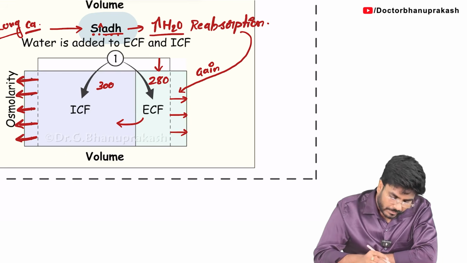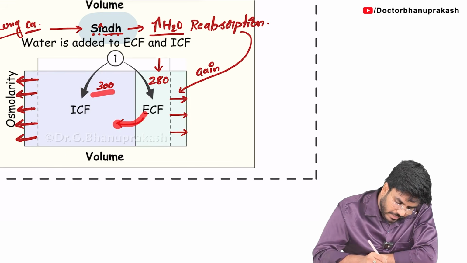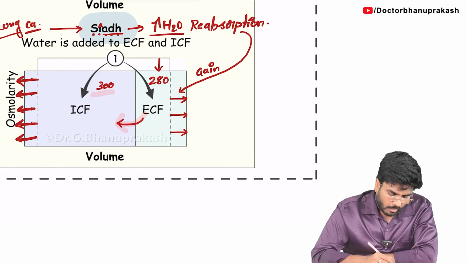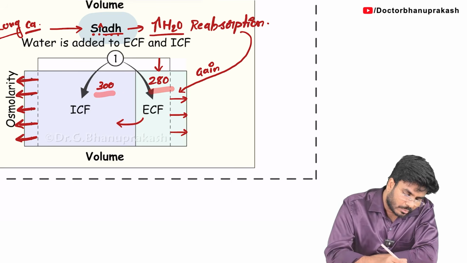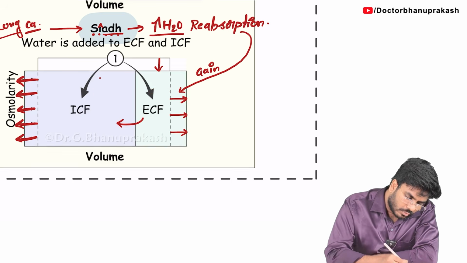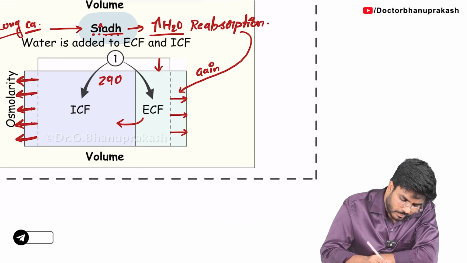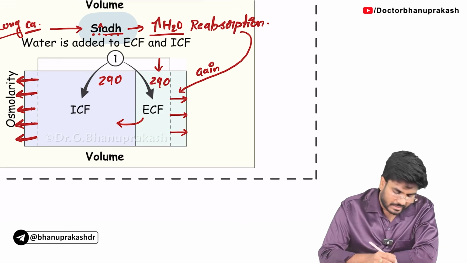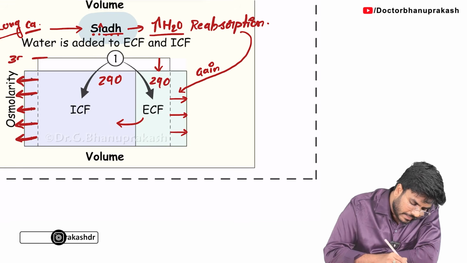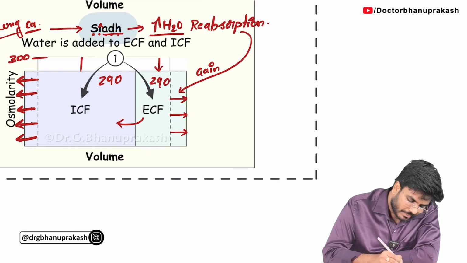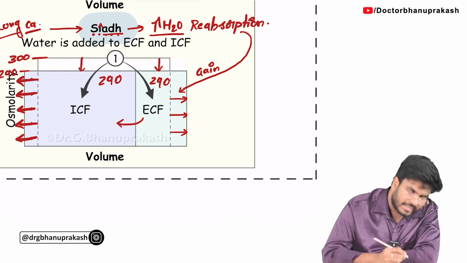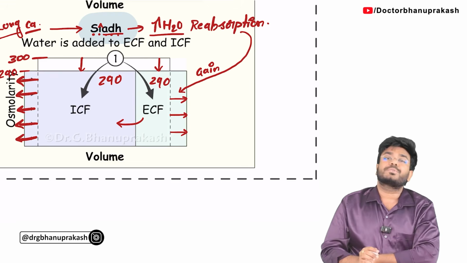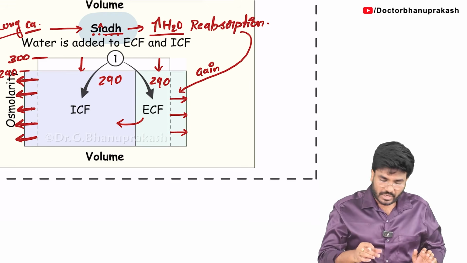Simple. Now tell me, till how long will this fluid shift occur? Till the equilibrium point. What is the equilibrium between 300 and 280? 290. So till 290 the fluid shifting will occur. Normal osmolarity is 300. What is the new osmolarity? 290, sir. The osmolarity is decreasing. So that's why it's also an example of hypoosmotic change.